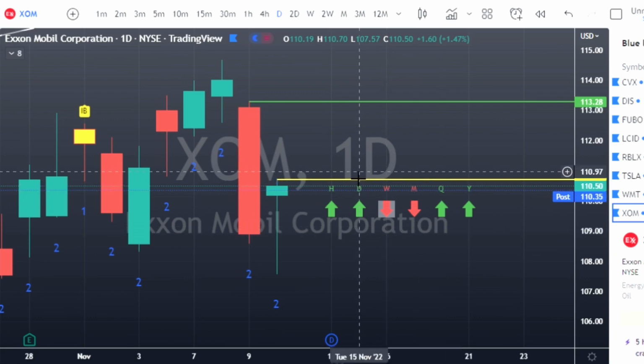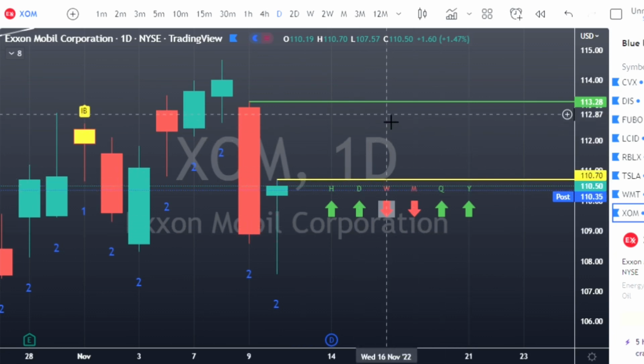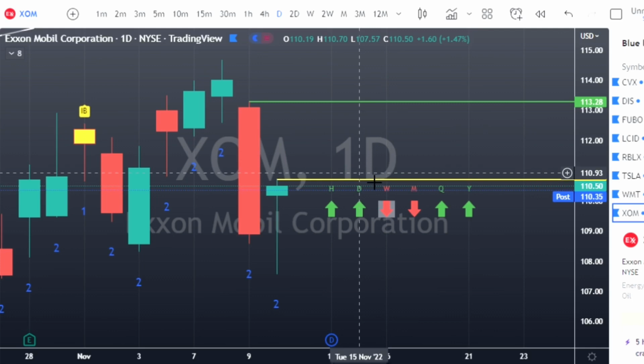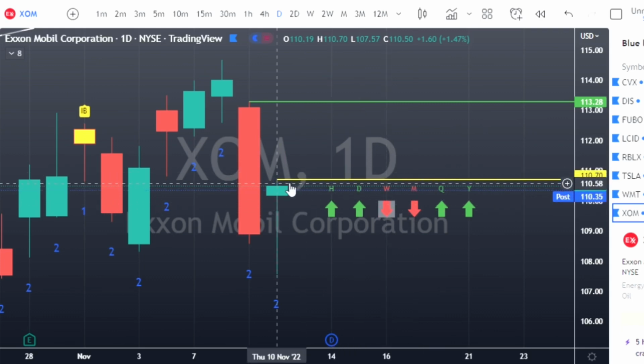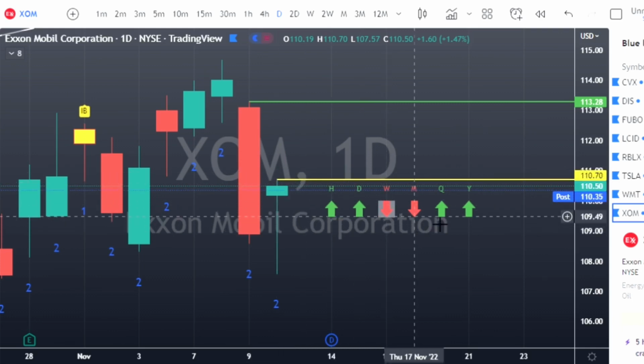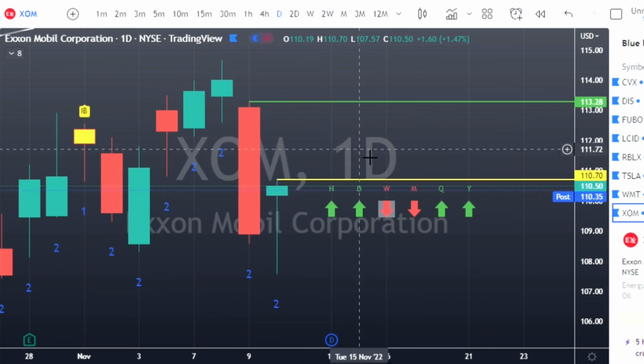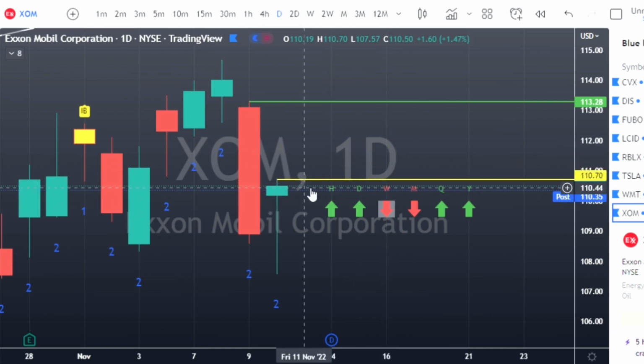So calls at 110.70 and really good magnitude up at that 113.28 mark. And again, if we hit this, we've got time frame continuity outside of the week and the month in our favor back to the upside. So we'll look for calls on ExxonMobil, as I said, at 110.70.